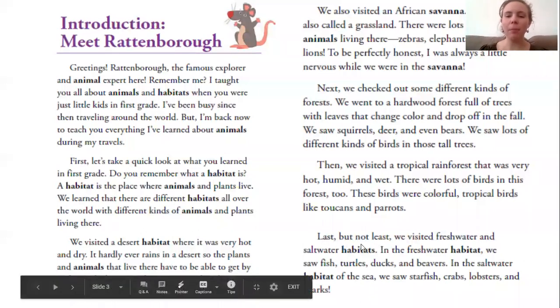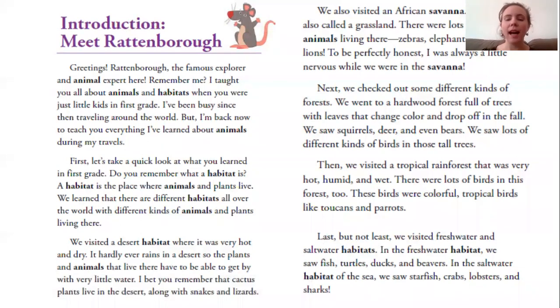So last but not least, we visited freshwater and saltwater habitats. In the freshwater habitat, we saw fish, turtles, ducks, and beavers. In the saltwater habitat of the sea, we saw starfish, crabs, lobsters, and sharks.